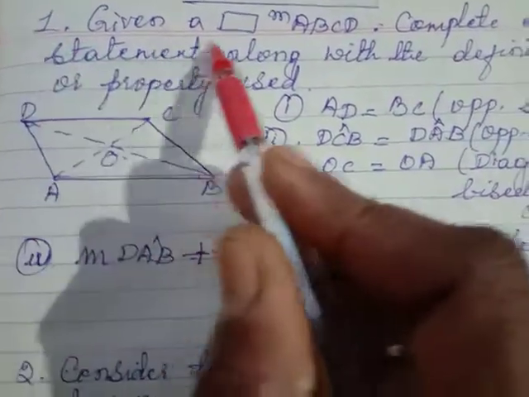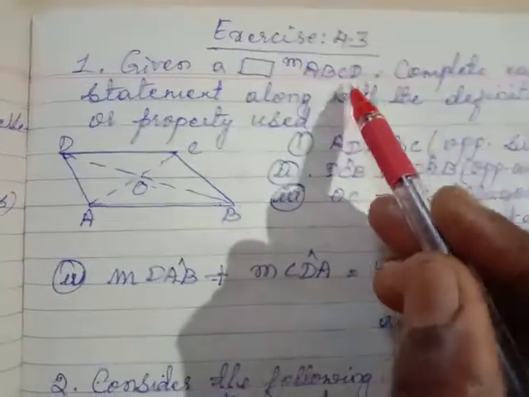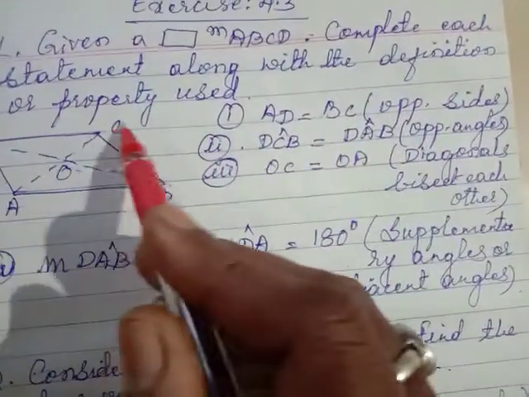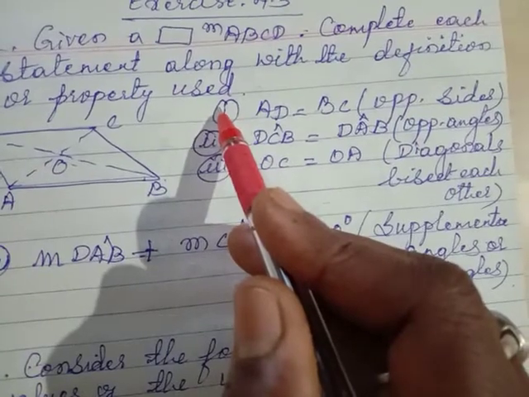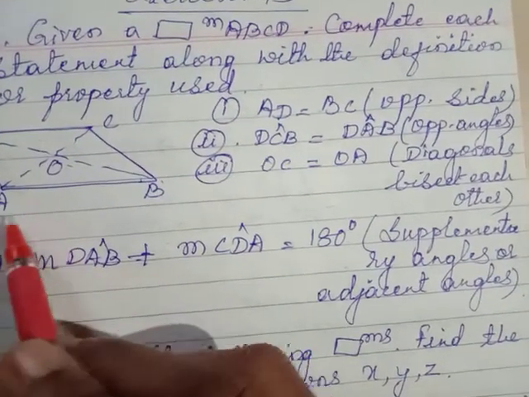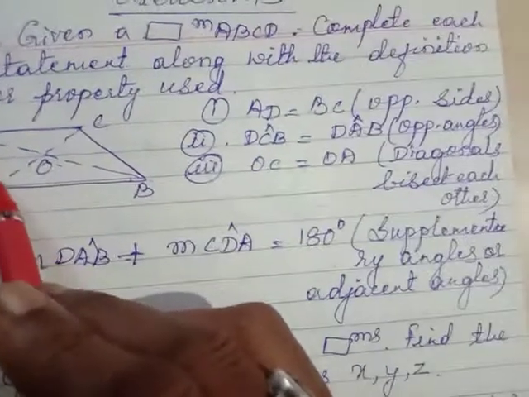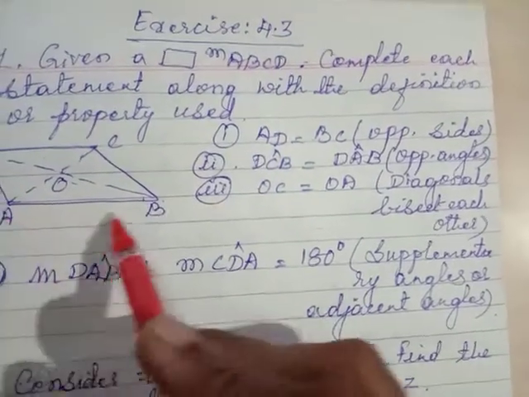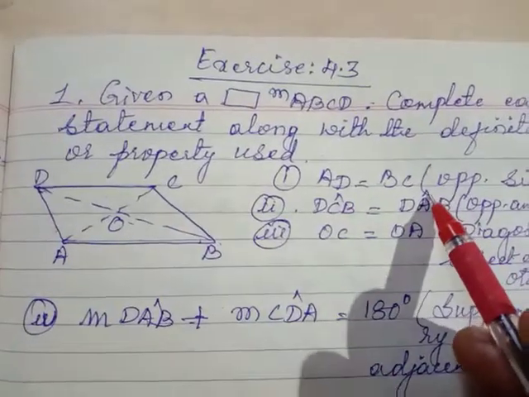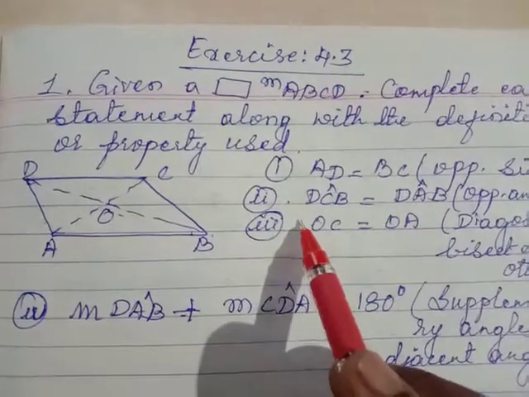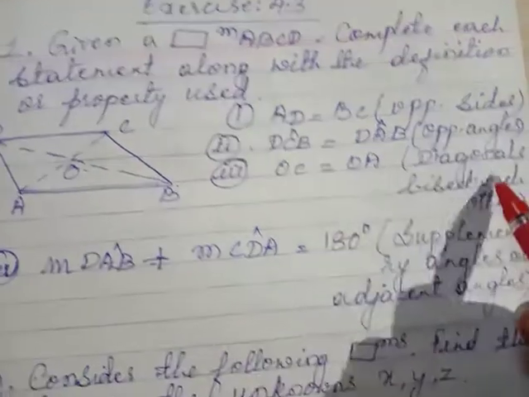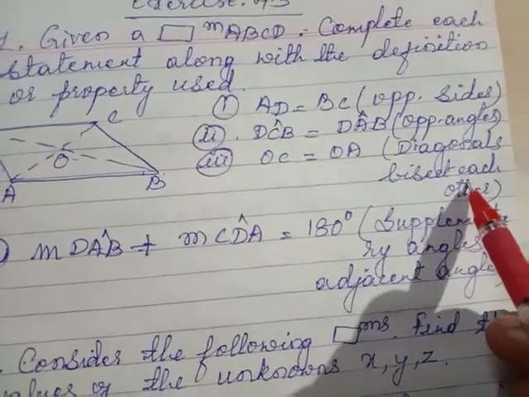First question, given a parallelogram ABCD, complete each statement along with the definition or property used. Okay, so here this is a parallelogram ABCD. First one, AD is equal to BC, opposite sides. DCB is equal to DAB, opposite angles. OC is equal to OA, diagonals bisect each other.